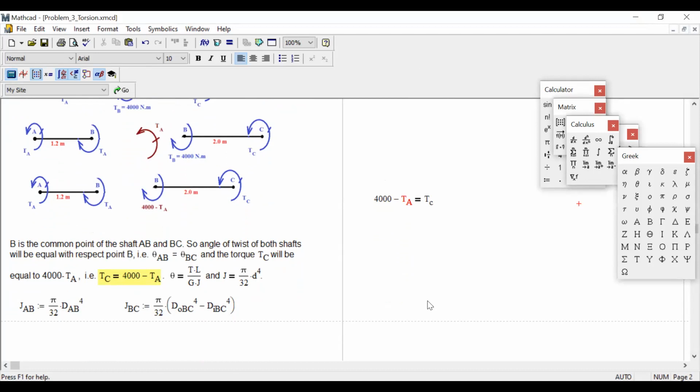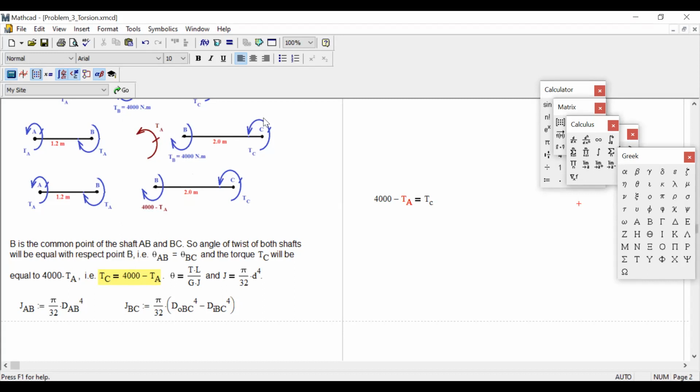Sir, after producing 4000 minus TA, as the direction is anti-clockwise, so TC will be equal to 4000 minus TA, right, sir? Yeah, because we are thinking at point B, TB is positive. Then this will be negative because TB is rotating clockwise and TA is rotating anti-clockwise. So with respect to TB, TA is negative. That's how you put 4000 minus TA.